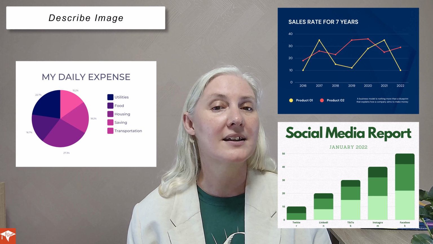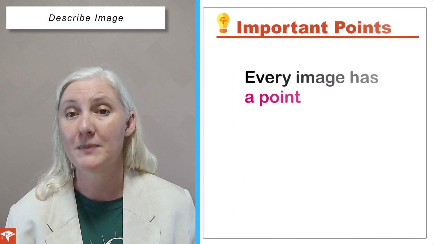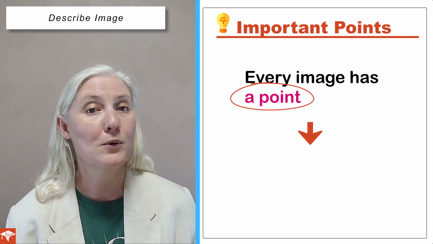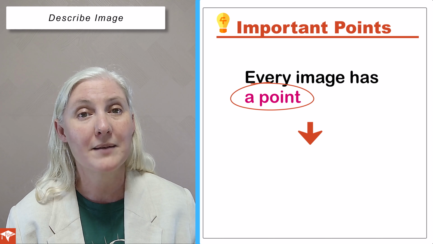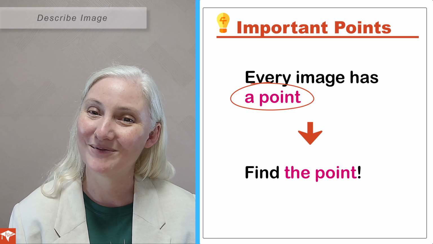You only need to understand one thing to work out what all of these different images show. Every image is making a point, and there's a method to finding that point. If you understand that point, you can describe the image easily. So let me show you how.